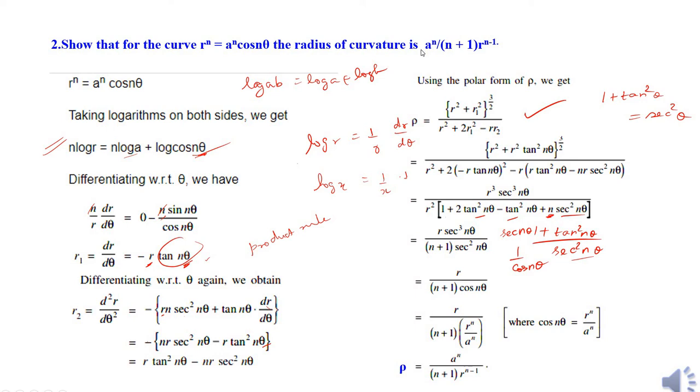But because we are asked to show the radius of curvature in this form, further simplification needs to be done. So from the given equation, r power n is a power n cos n theta, therefore cos n theta is r power n by a power n. So that is substituted here, and this one goes up, and 1 r can be cancelled, so you have rho to be a power n by n plus 1 into r power n minus 1.